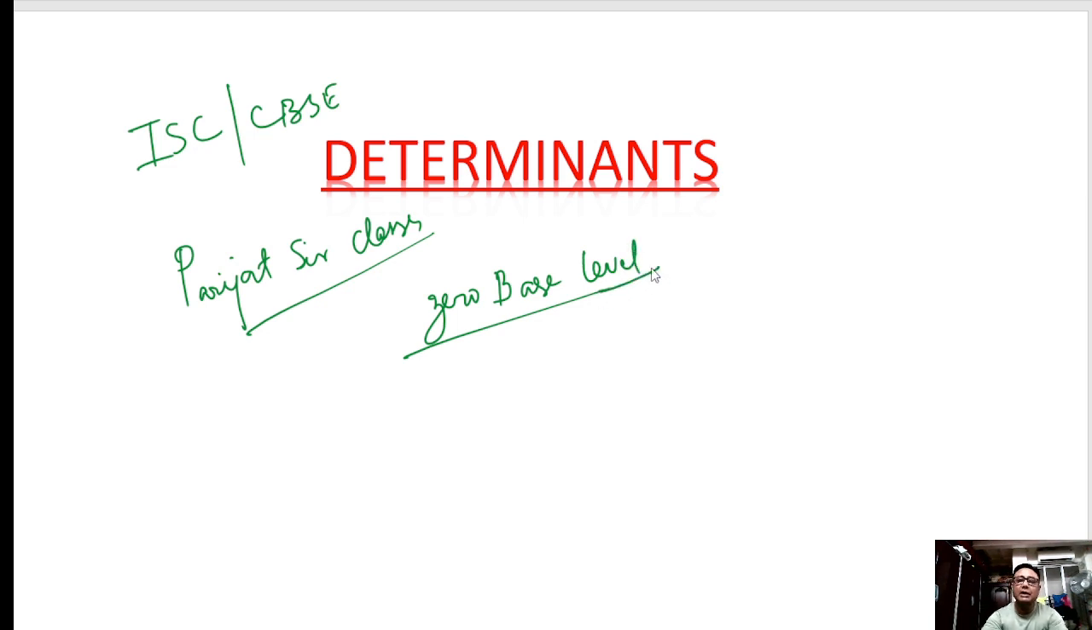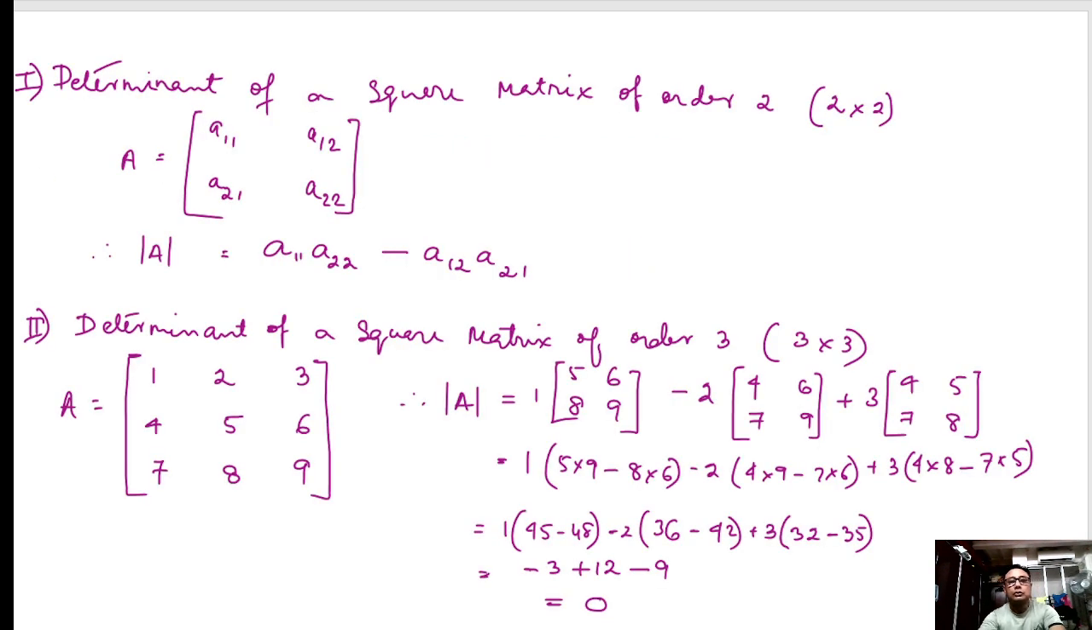So let's get started with the topic of determinants. Let me introduce you to the determinant. See, how does a determinant look? As you can see here, the determinant looks like this. This is the first row, this is the second row, this is the first column, this is the second column.